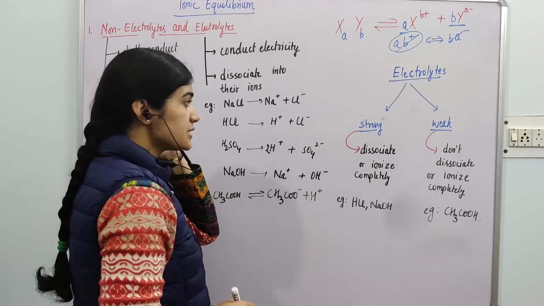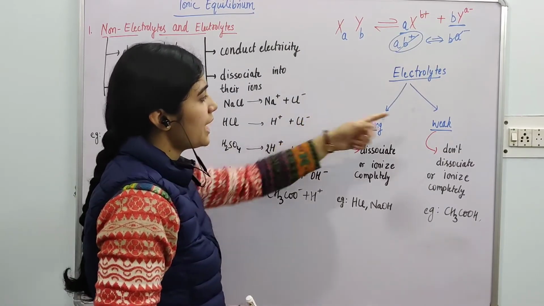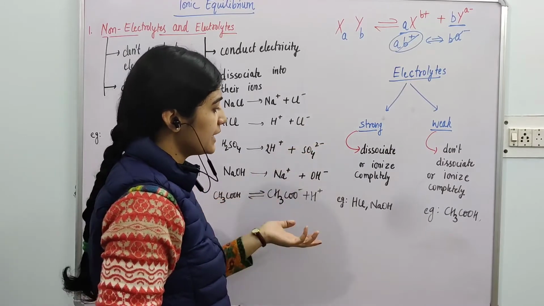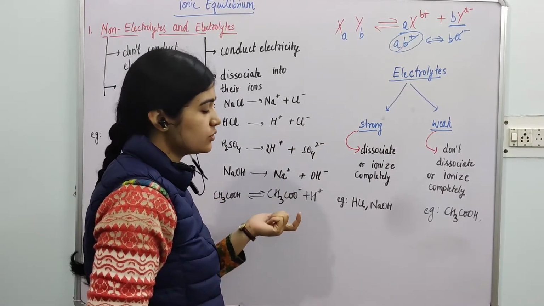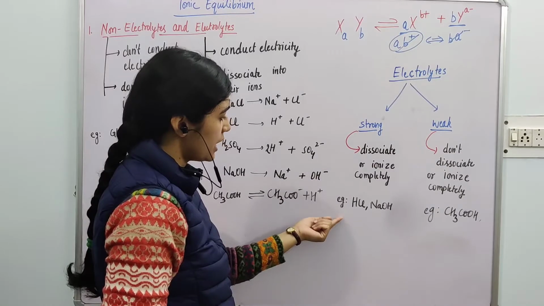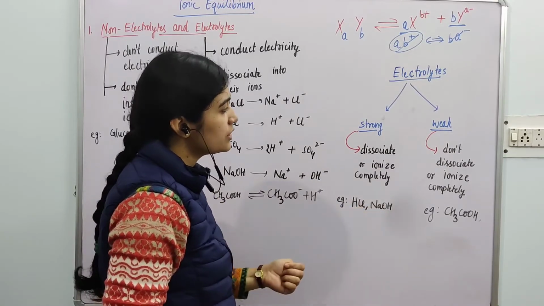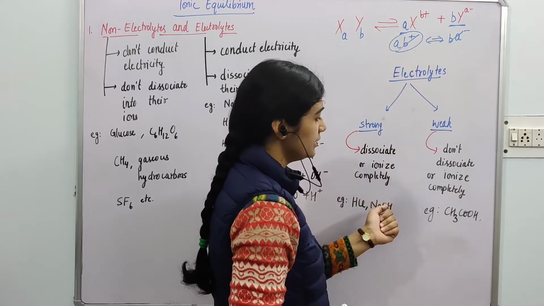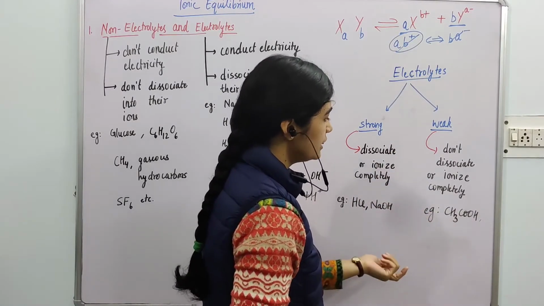Now electrolytes are also of two types, strong and weak electrolytes. Strong electrolytes are those which completely ionize. Once you form the aqueous solution, they completely ionize into their ions, for example HCl and NaOH. While weak electrolytes do not dissociate completely. They will be partially dissociated.